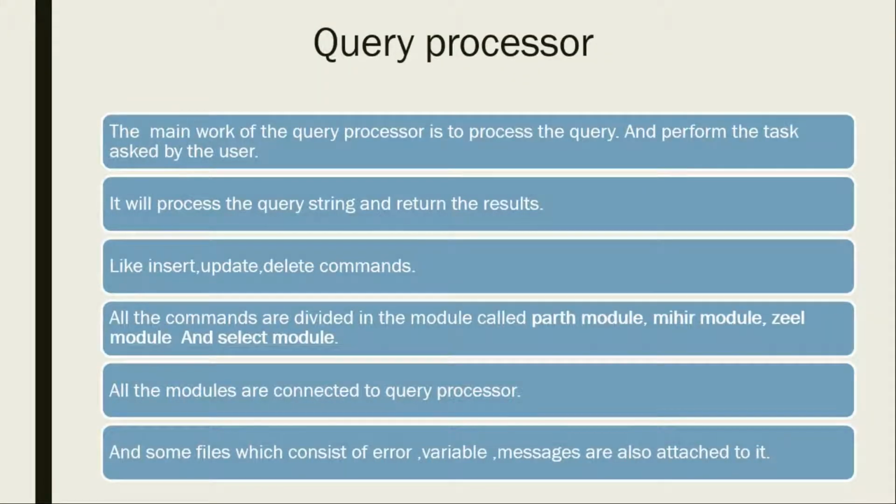What will the query processor do? The main work of the query processor is to process the query and perform the task asked by the users. It will process the query string and return the result, like insert, update, delete or select. All the commands are divided into modules called parth, mihir and zil module, and the other one is only for select. It is the select module. Now all the modules are connected to the query processor, and some files which consist of the error, variable and message are also attached to it.